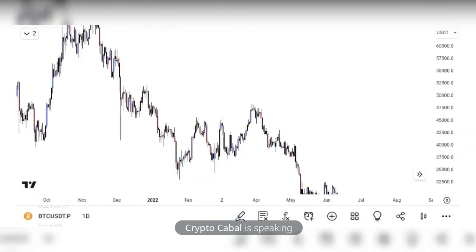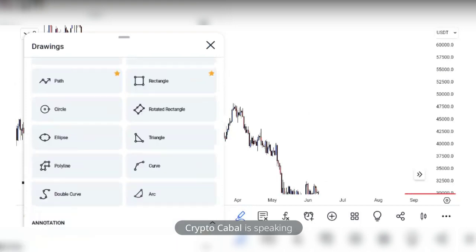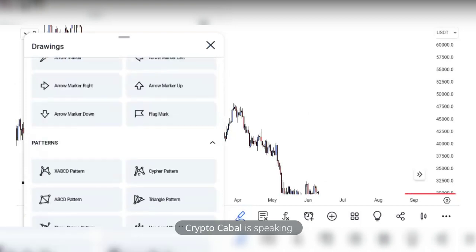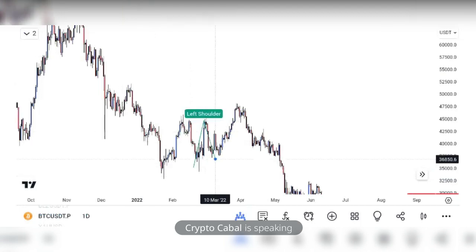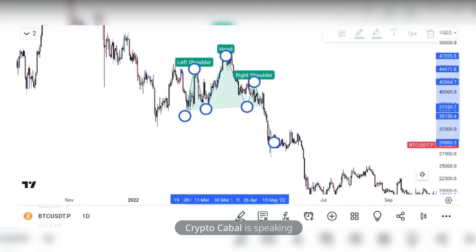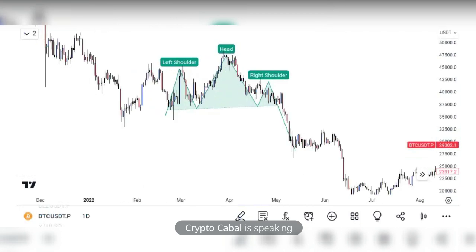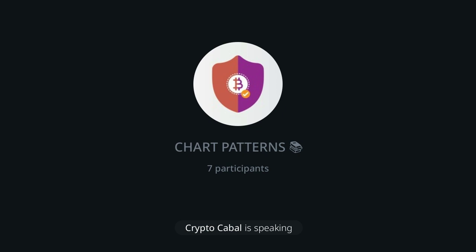Look at this. This is also a head and shoulder pattern. Let me bring out the tool again and show you an example. Here I can call this my left shoulder, my head, my right shoulder, and boom. Can you see how effective it is from an uptrend to a downtrend? That is how the head and shoulder pattern is formed.